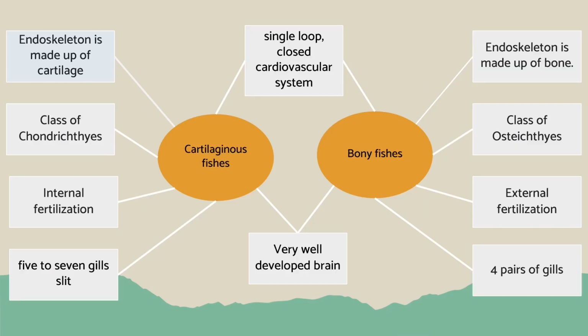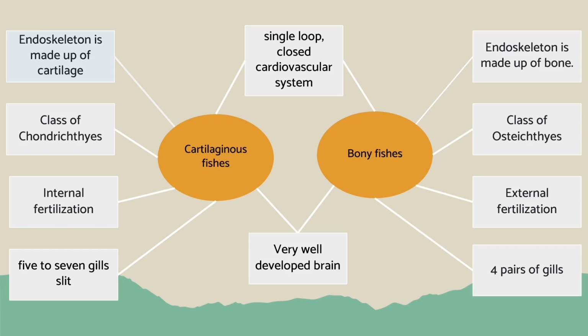Now, we are going to compare and contrast cartilaginous fishes and bony fishes. Both of them have a single loop closed cardiovascular system and a very well developed brain. So, what is the difference between them? The endoskeleton of cartilaginous fishes is made up of cartilage, while the endoskeleton of bony fishes is made up of bone.